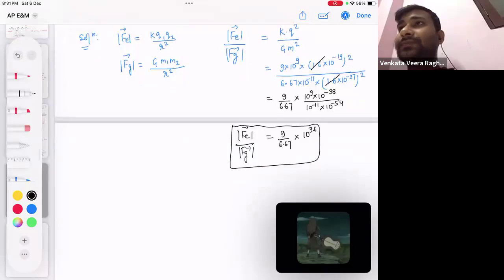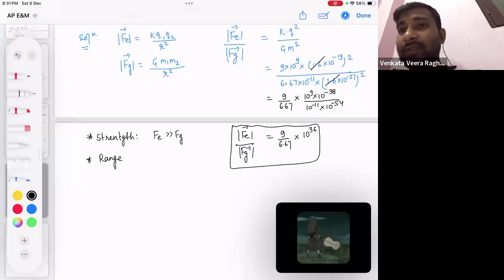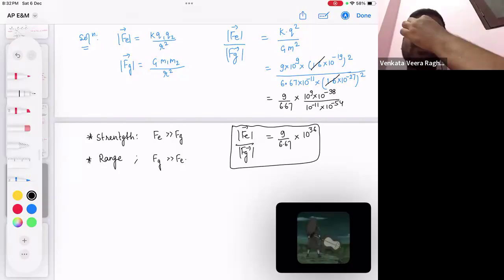There are two things here. One is called strength, and the second one is called range. Strength wise, the electrostatic force is far, far greater than the gravitational force. But range wise, the gravitational force is far, far greater than the electrostatic force. Understood? Can you tell me why, range wise, the gravitational force is much longer range compared to the electrostatic force?